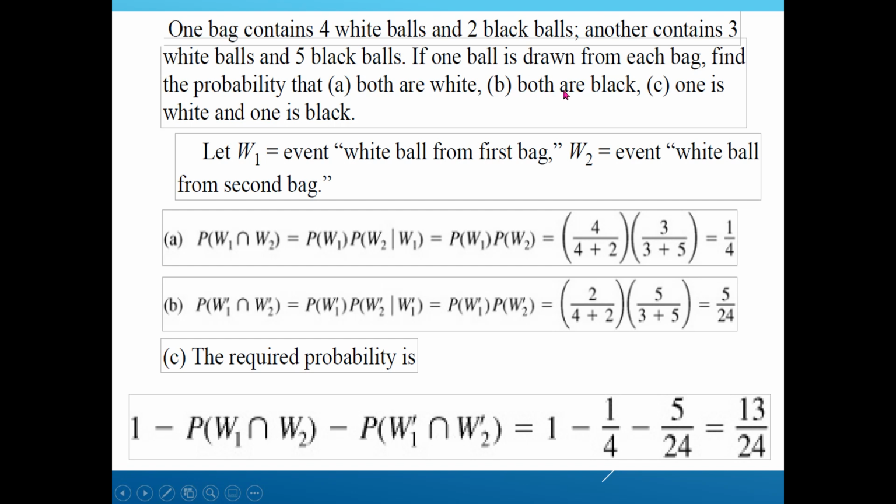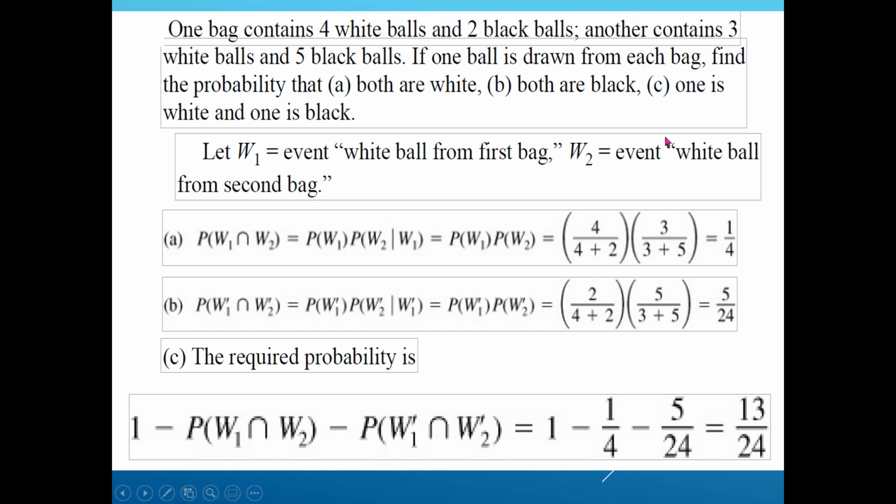Now if I have to find both are black, that's also similar. I'm going to use the probability of black, so 2 by 6 multiplied by 5 by 8. This is the probability that both are black. Now you will see that I'm going to use part B to solve part C. What is part C? One is white and one is black. It is possible that the white one comes out from bag 1 and the black from bag 2, or vice versa.